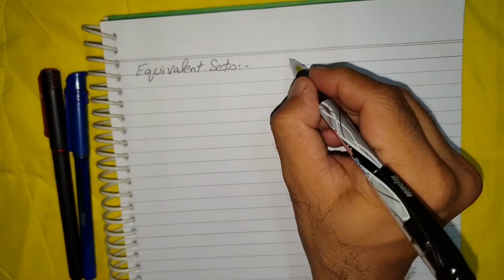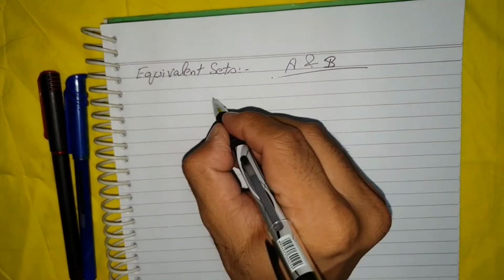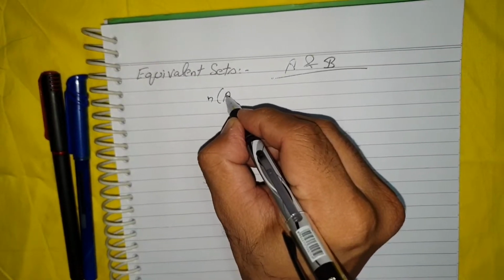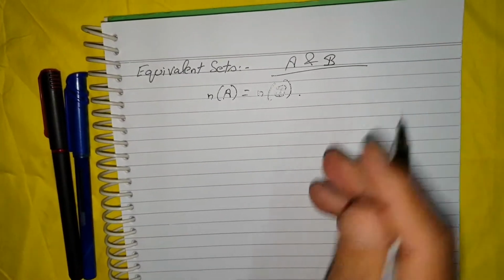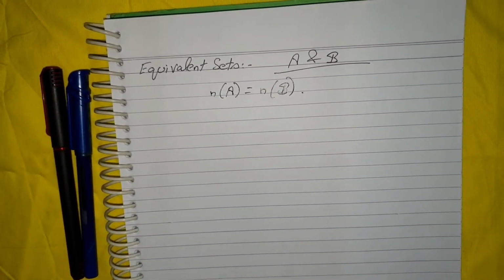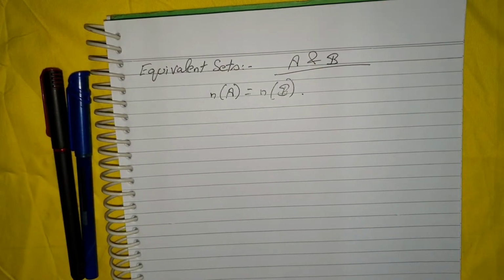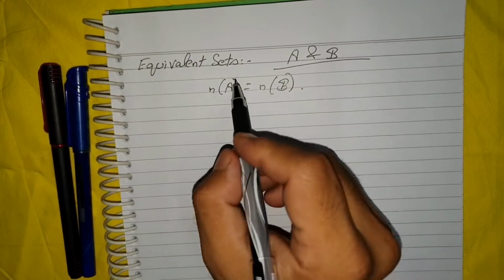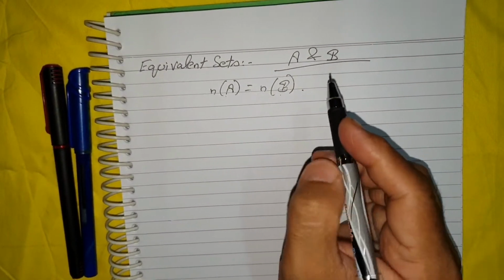Now the equivalent set. Two sets A and B are said to be equivalent if n(A) equals n(B). Equal sets are always equivalent, but equivalent sets need not be equal. So basically their number of elements should be the same, though the elements might differ.